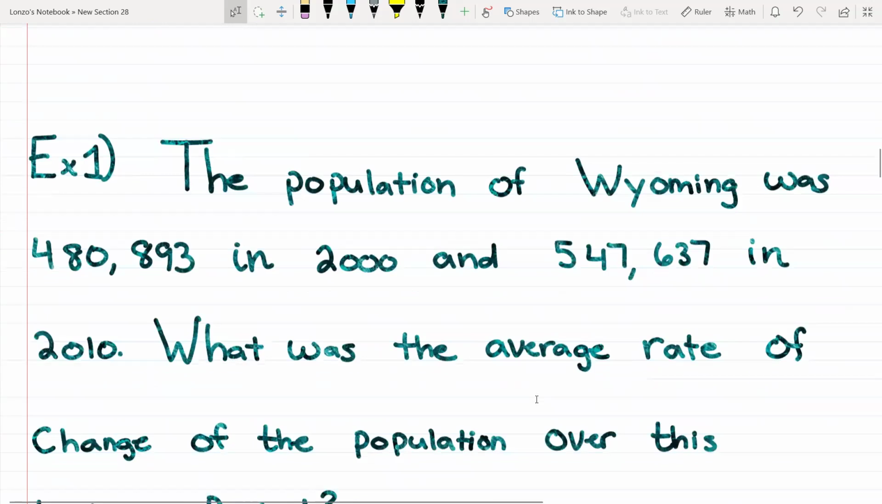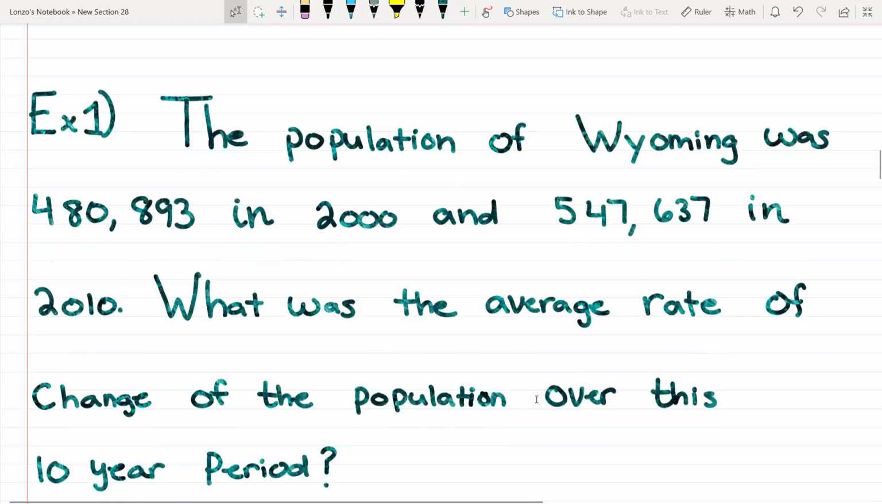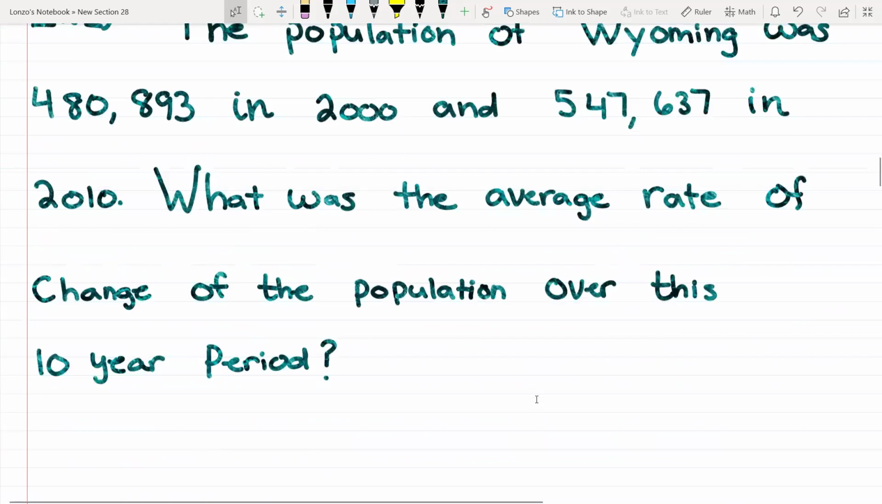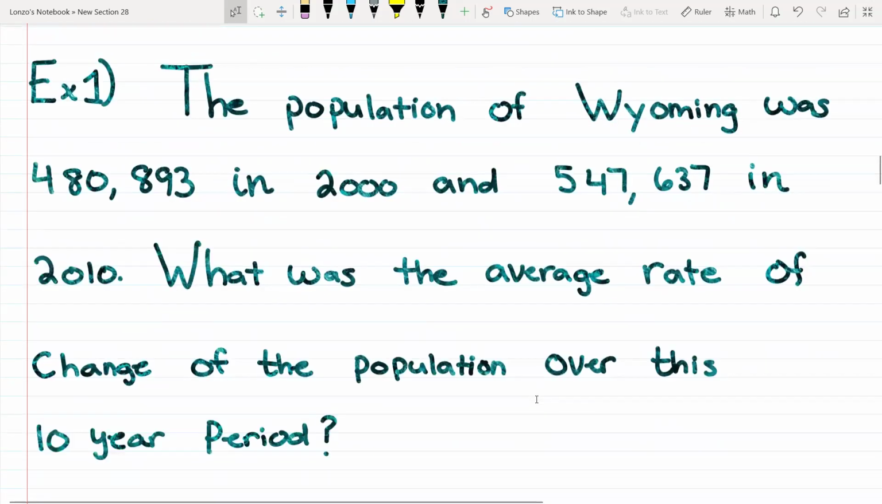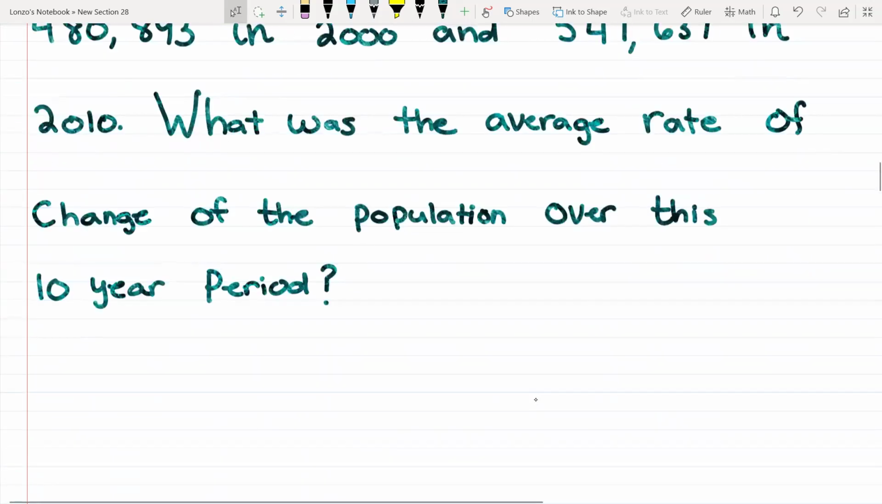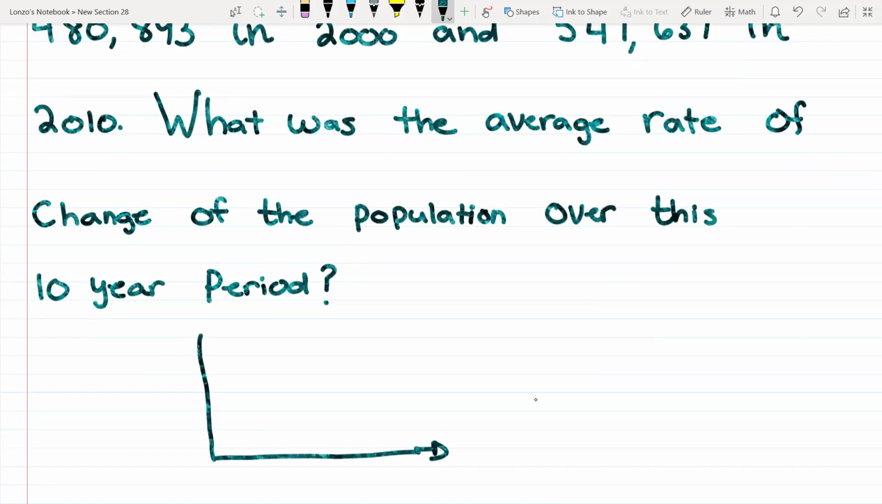Example one says the population in Wyoming was 480,893 in 2000, and it grew to 547,637 in 2010. What was the average rate of change of the population over this 10-year period? They don't give us 2 points, right? Well, if you want, you can draw a little graph.